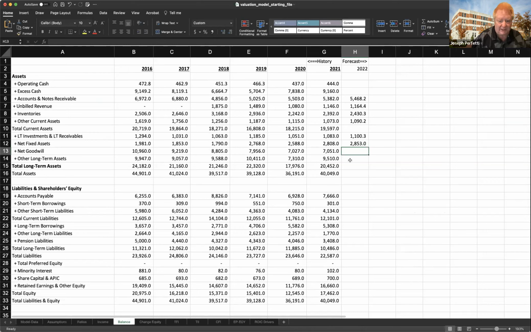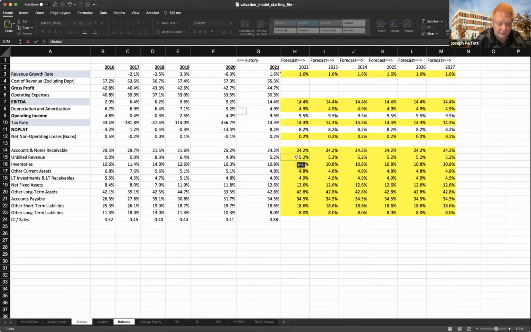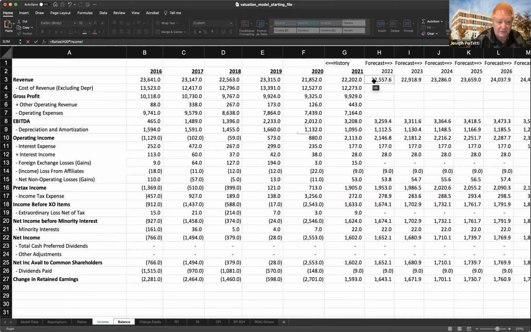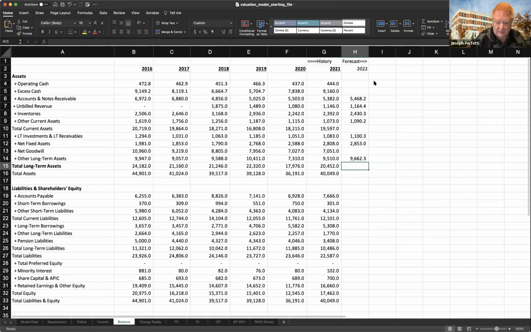Skipping goodwill, the next one will be other long-term assets, equals from the ratios tab H20, times income H3, 9,662.3 million of other long-term assets. You can notice Nokia has a big portion of their balance sheet in other long-term assets.